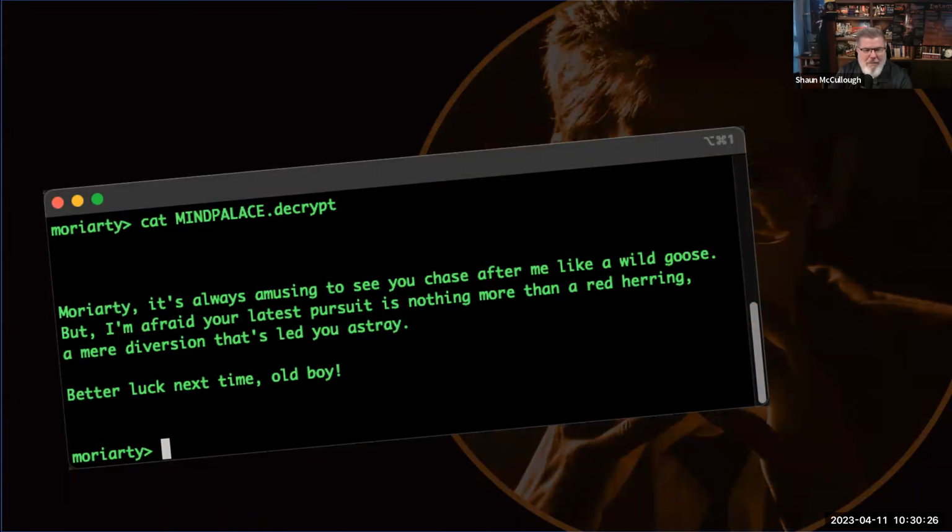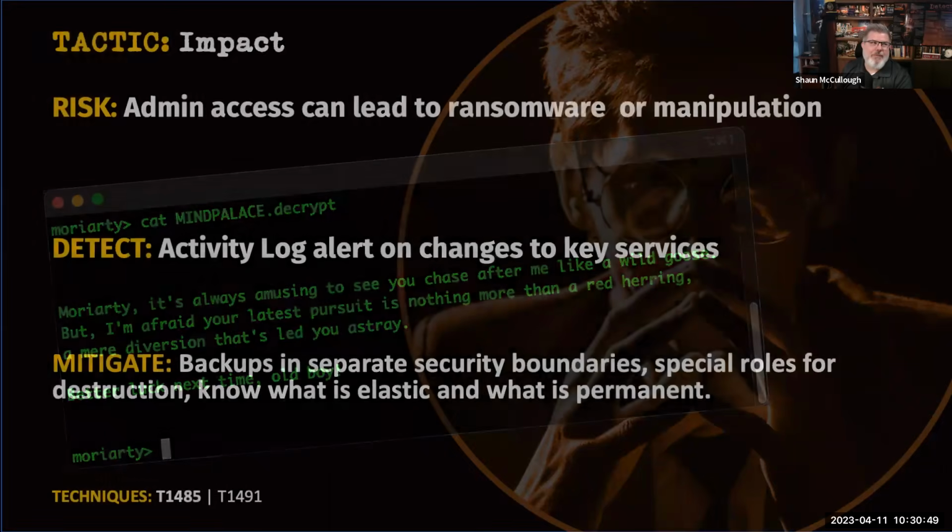Better luck next time, old boy. Furious, Moriarty goes back into the cloud environment through the backdoor access and deletes all of the virtual machines, all of the S3 buckets, everything, basically destroys the entire environment, knowing he's been had. He does not have the clue he was hoping to get to find the whereabouts of Sherlock Holmes.